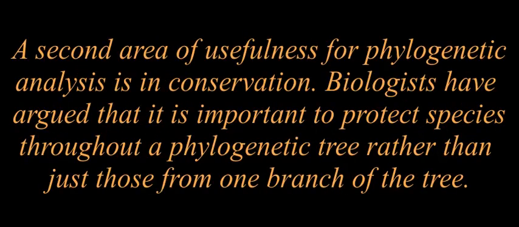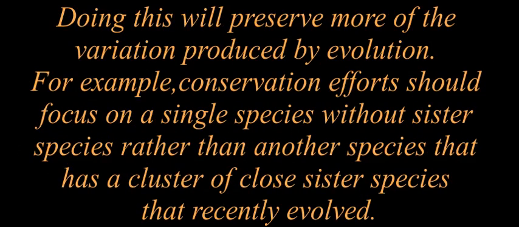A second area of usefulness for phylogenetic analysis is in conservation. Biologists have argued that it is important to protect species throughout a phylogenetic tree rather than just those from one branch of the tree. Doing this will preserve more of the variation produced by evolution. For example, conservation efforts should focus on a single species without sister species rather than another species that has a cluster of close sister species that recently evolved.